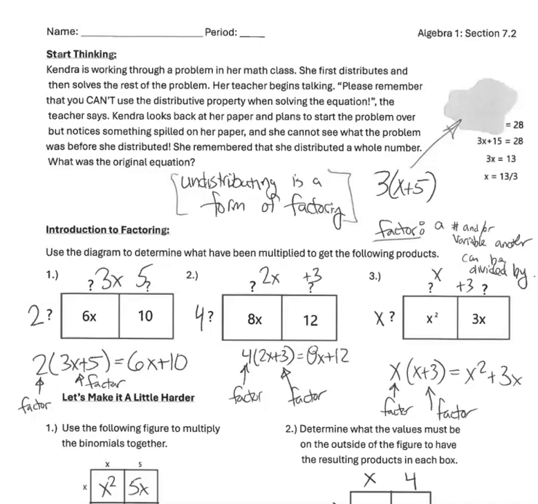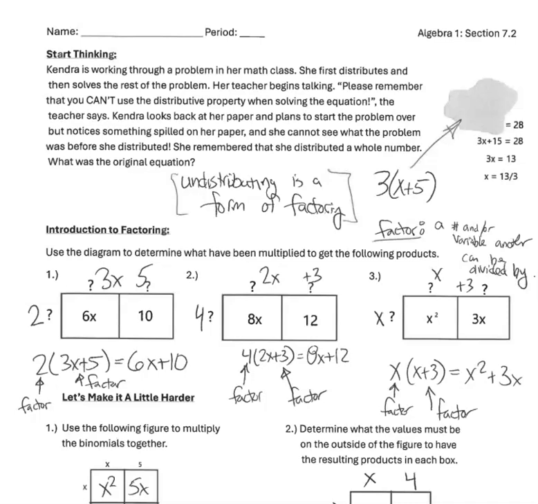This is undistributing, and it is a form of factoring. And a factor is a number or a variable another number can be divided by. So that's what we're looking at. So 3 is a factor of 3x plus 15 because 3 times something gets you the 3x plus 15. So like I said, we're looking at factoring. This is the first type of factoring we're going to look at, which is undistributing.